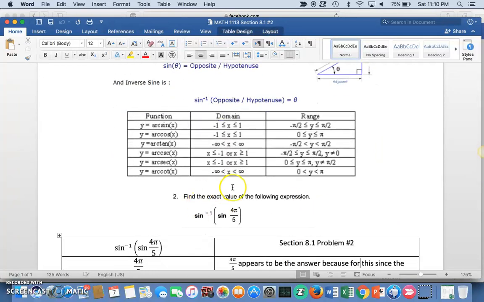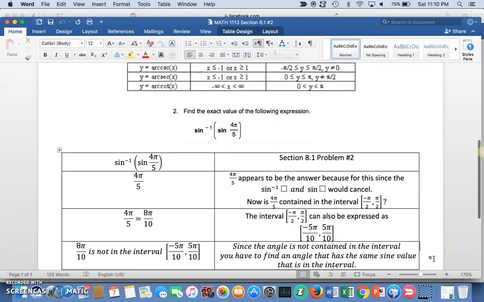Okay, now, looking right here, you have inverse sine of the sine of 4 pi over 5. Well, what's going to happen? It first appears that the sine and the inverse sine should cancel. And to some extent they do. Does 4 pi over 5 fall between negative pi over 2 and positive pi over 2?